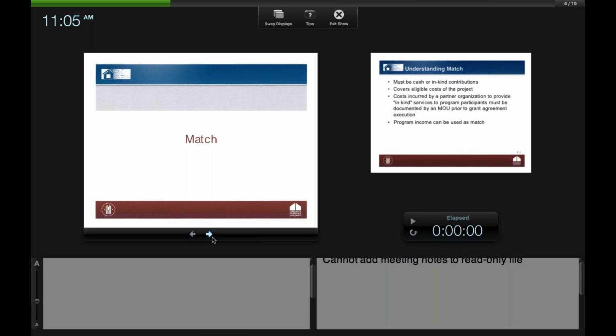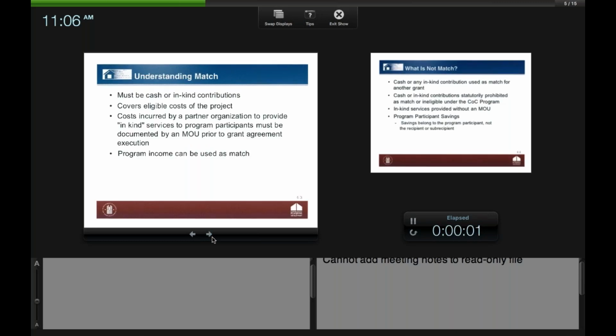And particularly, we're going to talk about match, which is found at 578.73. However, this also will require you to review Subpart D, which is program components and eligible cost, as well as, mentioned in the previous discussion, the record-keeping requirements, which are found at 578.103.